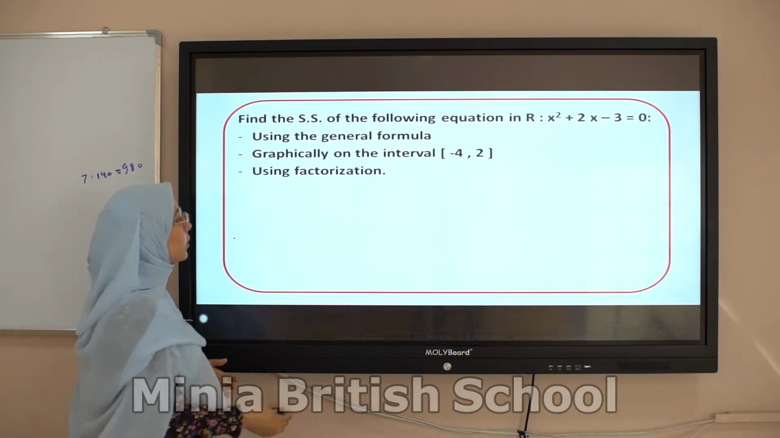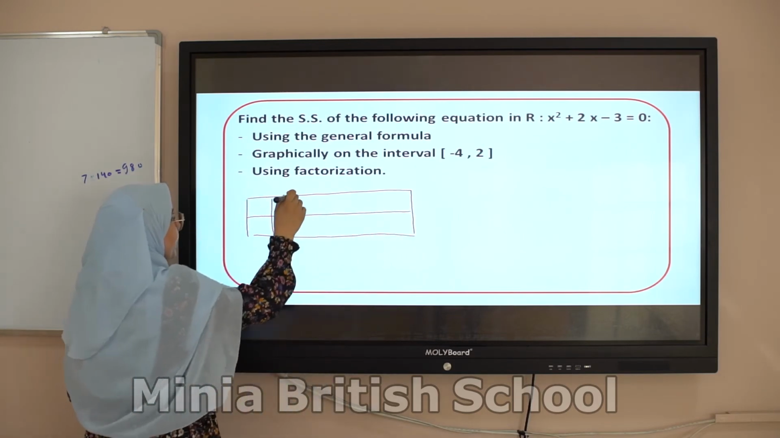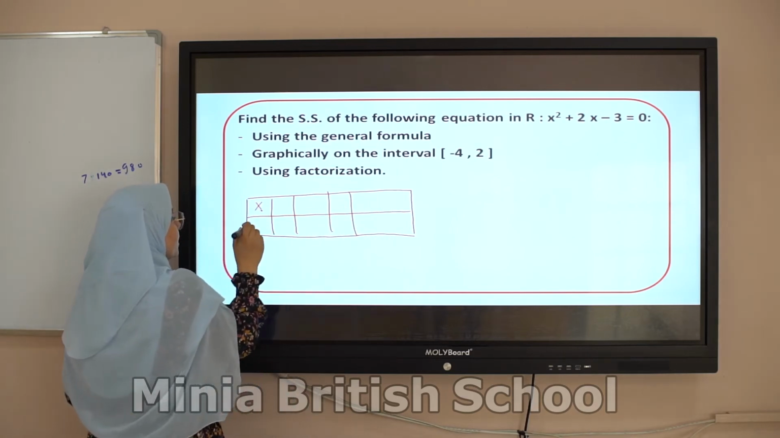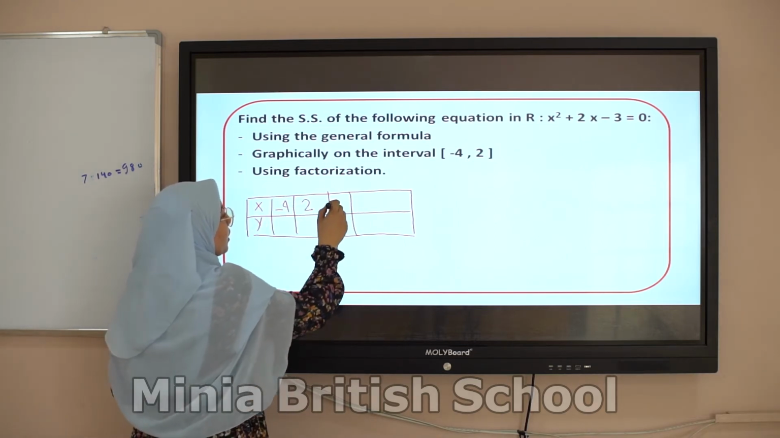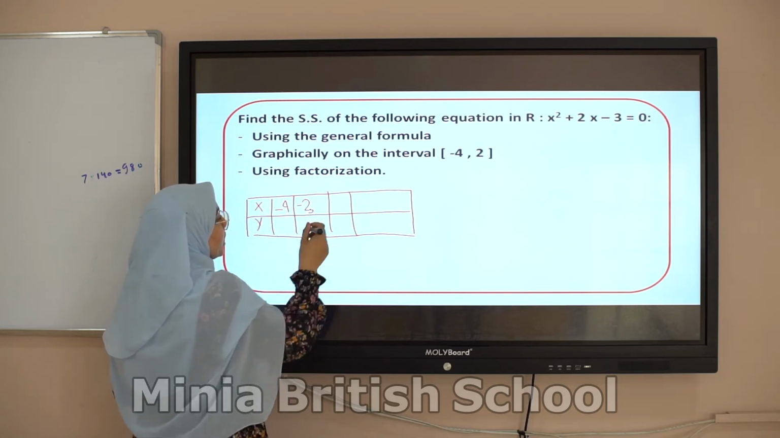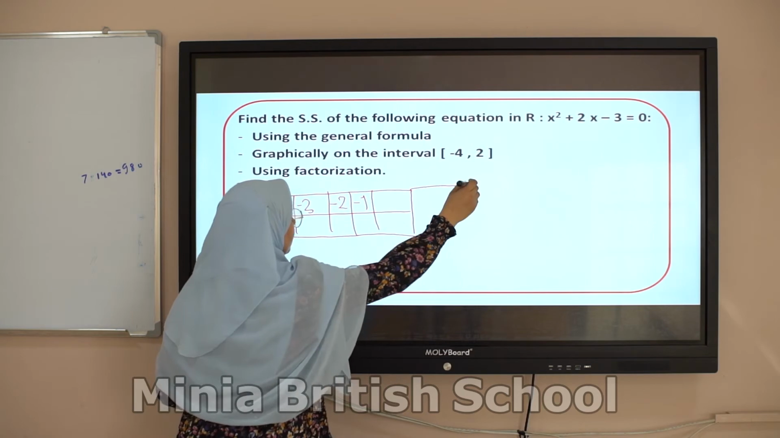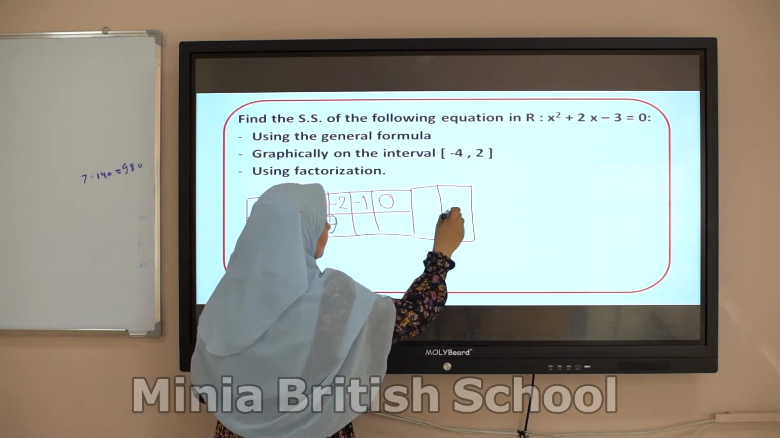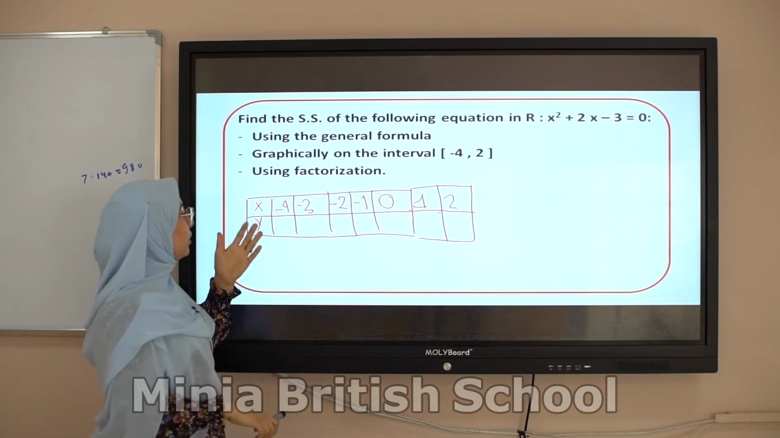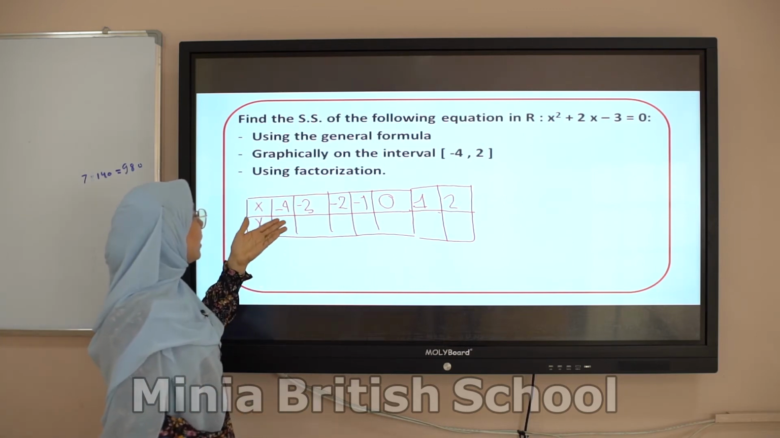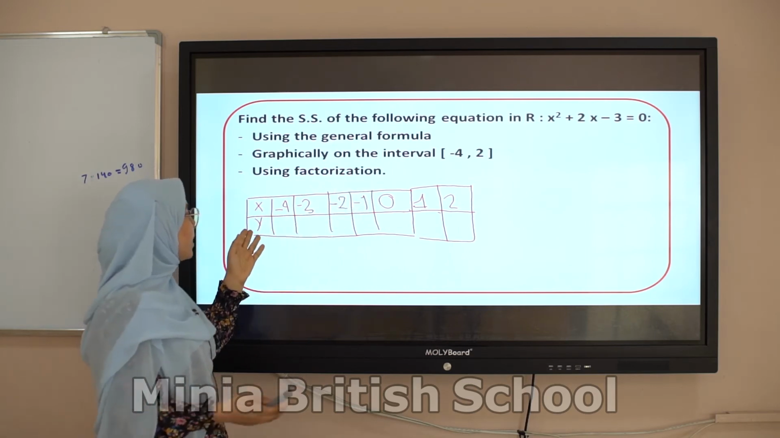The interval is negative 4 to 2, so I will substitute the integer numbers which belong to this interval to make it easy. So here x equals negative 4, negative 3, negative 2, negative 1, 0, 1, and 2. Then you can substitute the values of x in this equation to find y.